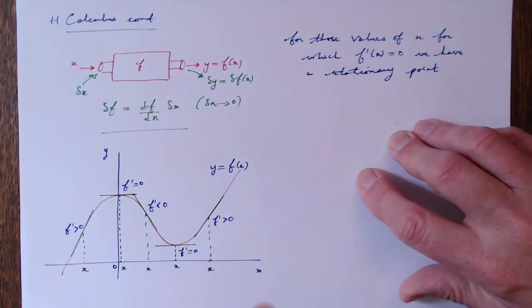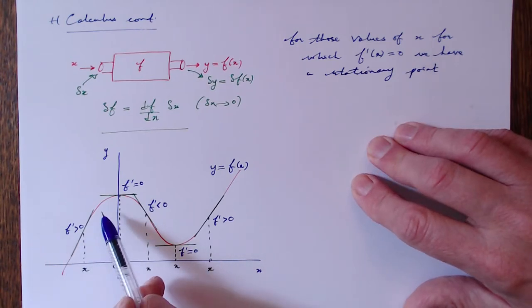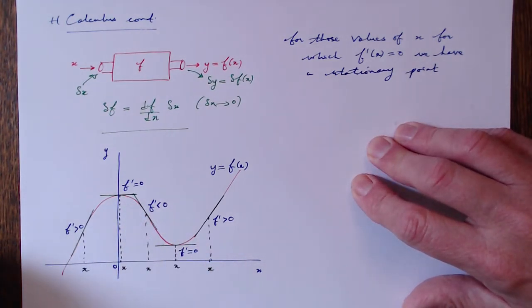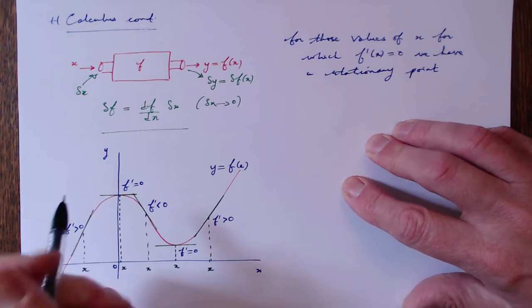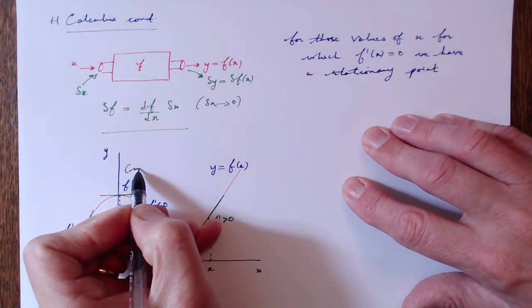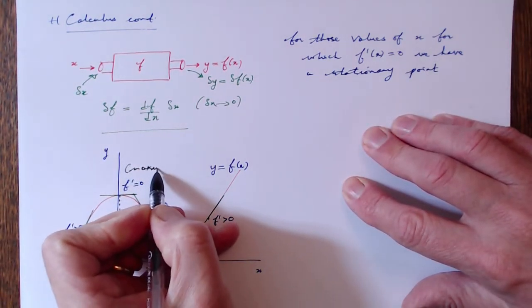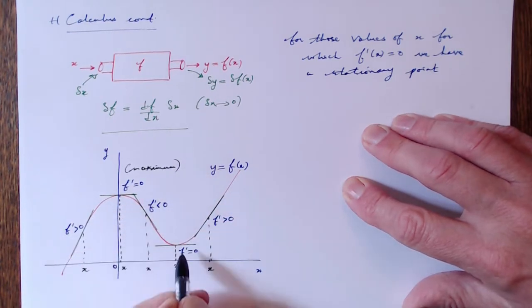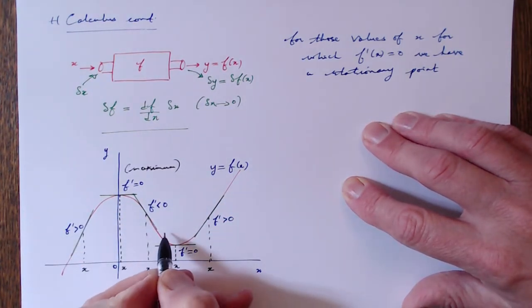And by far the most common types of stationary points are indeed these ones that are shown on this graph here. We have here a maximum, and here we have a minimum.